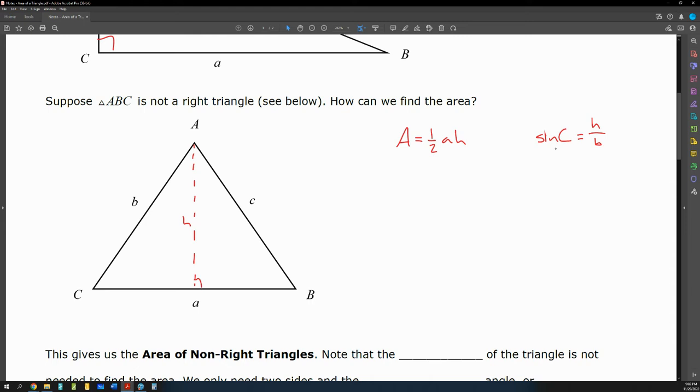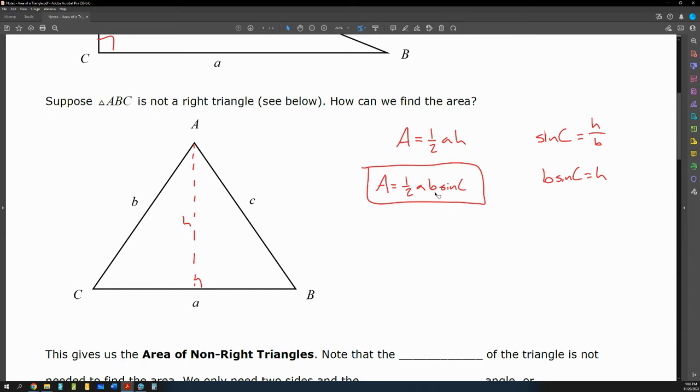And then solving for h here, we can multiply both sides by b. We get b sine of C is equal to the height h. So then substituting back in this equivalent expression for h in our area equation, we get 1/2 a times h. But instead of h, we're going to substitute in b sine of C. And this is going to be our area formula for any non-right triangle here. And notice that this equation here doesn't have any h's in it. We substituted this expression in for h.